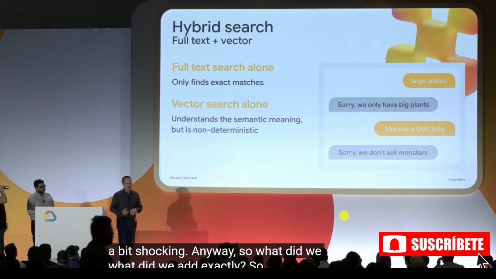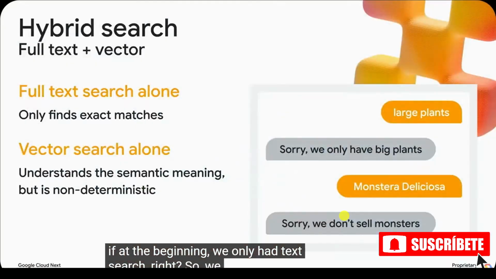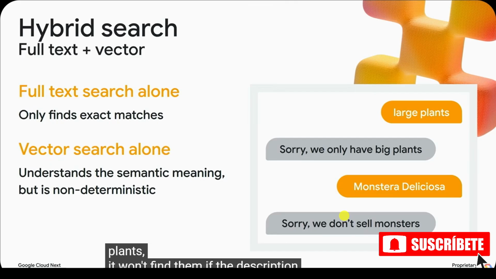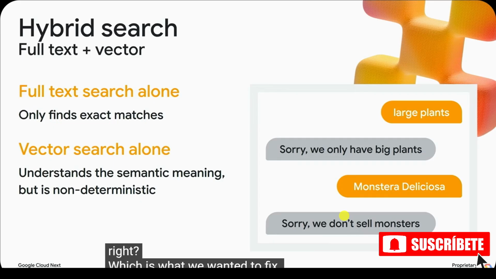If at the beginning we only had text search, we could search for the name of a plant and it worked, but it doesn't understand semantic meaning. So if I'm looking for large plants, it won't find them if the description says big plants, because it doesn't know that large and big mean the same thing, which is what we wanted to fix.